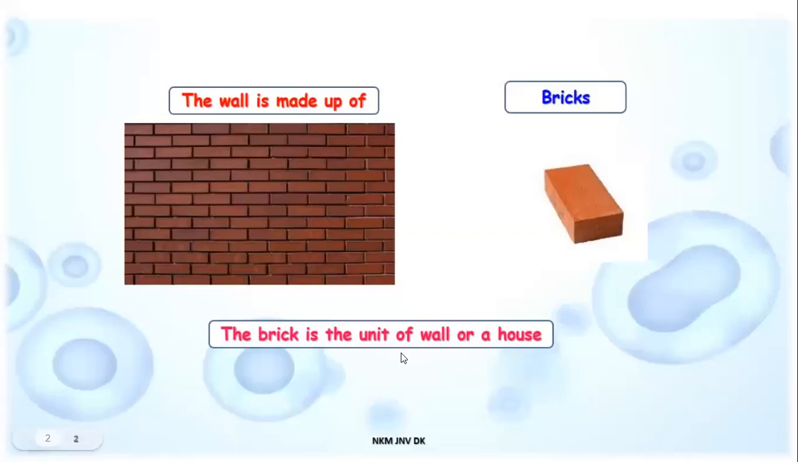We are going to understand the basics of the cell as the unit of life. You are looking at the slide showing how a brick makes a wall. Wall is made of bricks. One brick acts as a unit of a wall or a house, because from four walls we get a room. So a house is built by bricks and the wall is made by bricks.